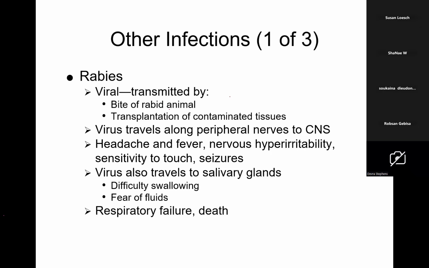The virus also travels to the salivary glands. So that's going to cause them to have a problem with swallowing. And they're going to be afraid of the fluids because they're aspirating or they can't swallow. And if it goes untreated, okay, it's going to lead to respiratory failure and death. So the muscle spasms that this person is going to have are going to cause difficulty with the swallowing and foaming at the mouth.